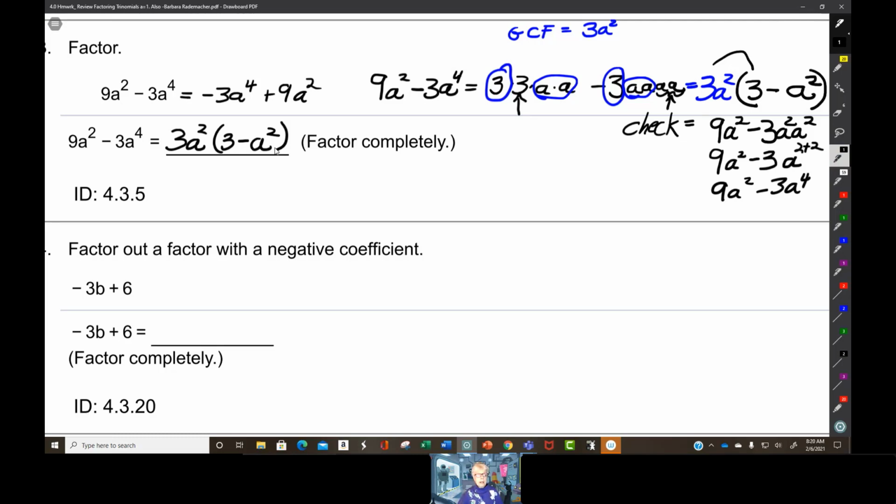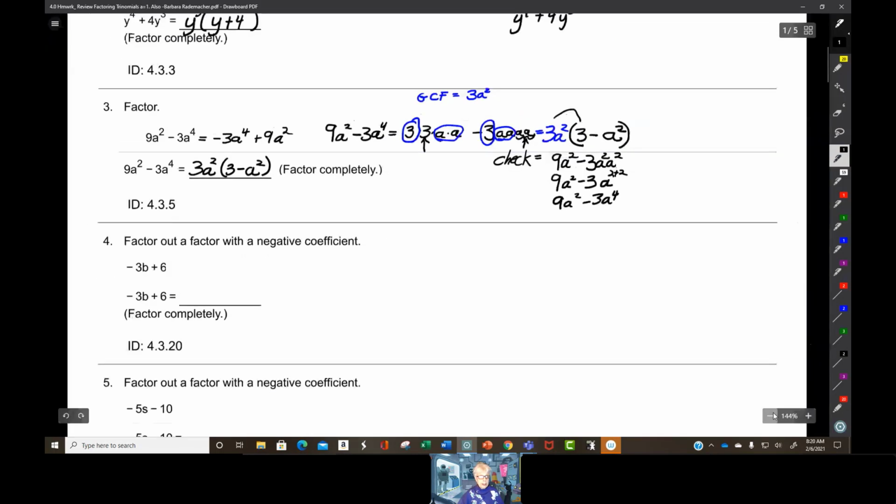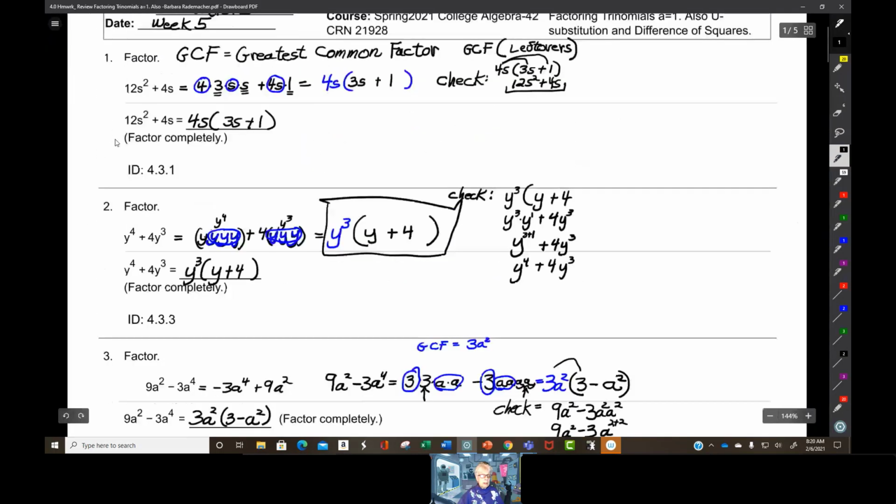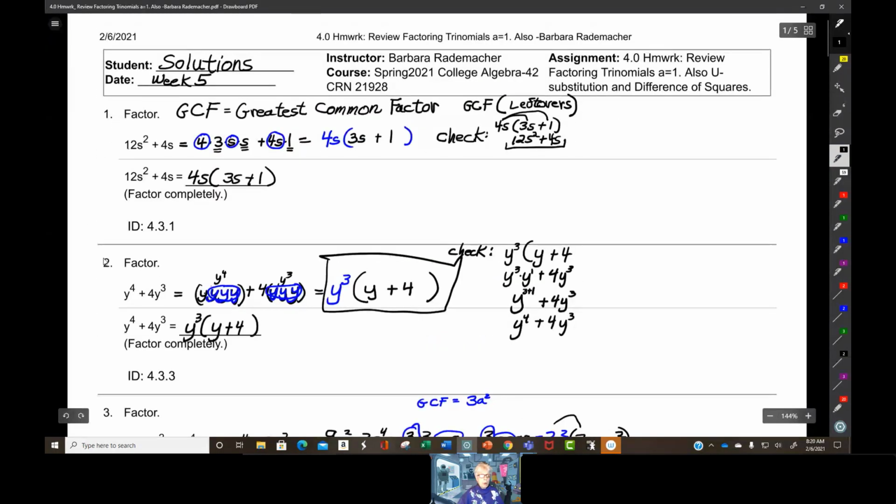Okay, this is basic GCF stuff that we've just done. Let me make it a little smaller here so we can see the numbers. Problem number 1, problem number 2, and problem number 3 in your homework entitled 4.0 Homework, Review Factoring Trinomials, A equals 1, also u-Substitution and difference of squares. That will be all explained to you.